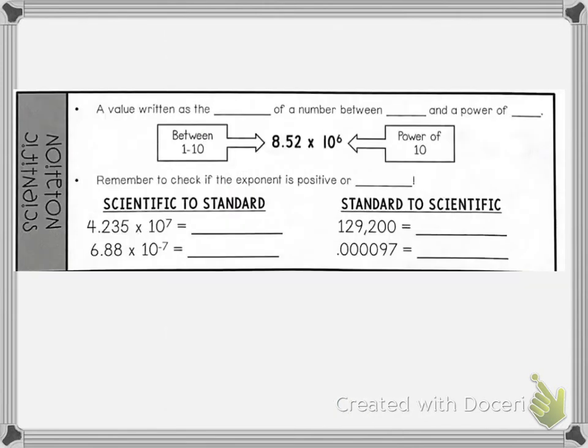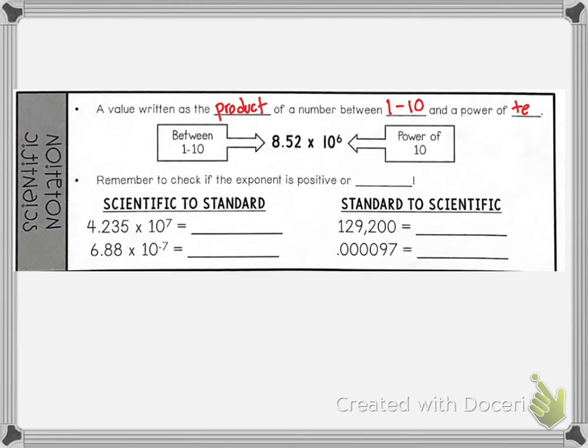Okay. Let's go ahead and look at scientific notation. Scientific notation is a value written as the product of a number between 1 and 10 and a power of 10. So here we have a product between a number between 1 and 10, so that's this part right here, and the power of 10. Whatever our exponent is would be our exponent.